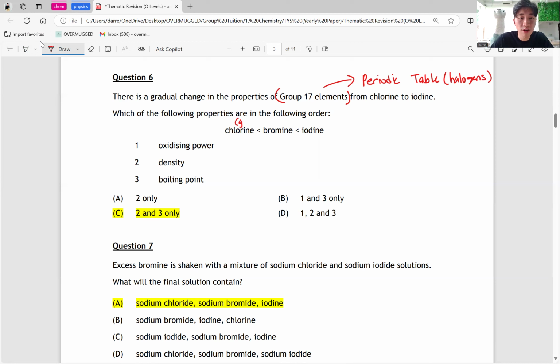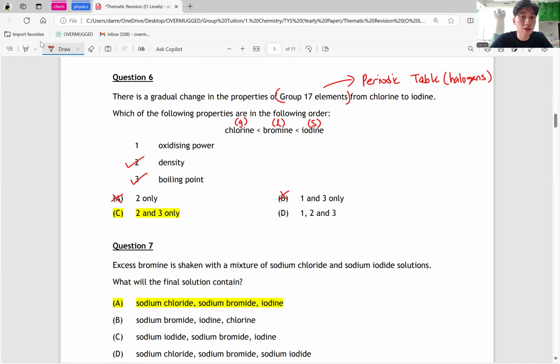Now, as we take a look at this table, what you should know according to your syllabus is chlorine exists as a yellow-green gas, bromine as a liquid that is reddish-brown, and iodine as a black solid. So among these three, it's quite clear if iodine is a solid at room temperature and pressure, it will have the highest boiling point. And something that is the heaviest will have the largest density as well. So 2 and 3 is almost confirmed. Therefore, when we look at the options, you should be narrowing down to either C or D.